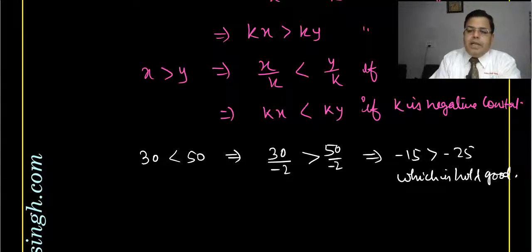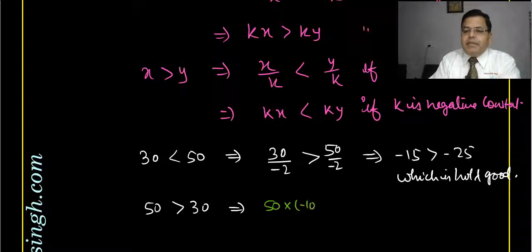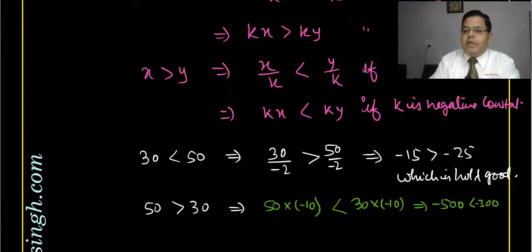Similarly, if 50 is greater than 30, and you multiply by minus 10, say 50 multiplied by minus 10 and 30 multiplied by minus 10. Since minus 10 is a negative number, what will the output be? The output will be minus 500 and minus 300. So minus 500 is definitely less than minus 300. So the sign of inequality will change.